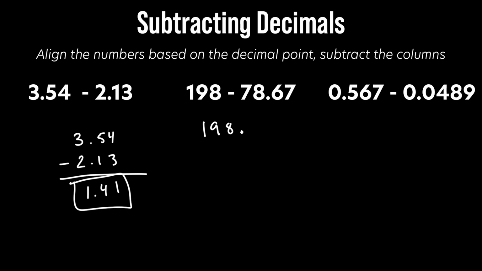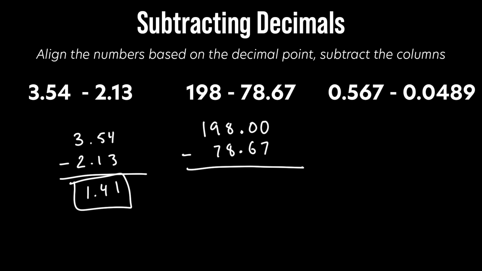We have 198, and we are subtracting 78.67. It's nice to just add the amount of zeros as the number you're subtracting from, because it makes calculations a little bit easier to understand. So 198.00 would work for this problem because 78.67 has 2 digits after the decimal point as well.